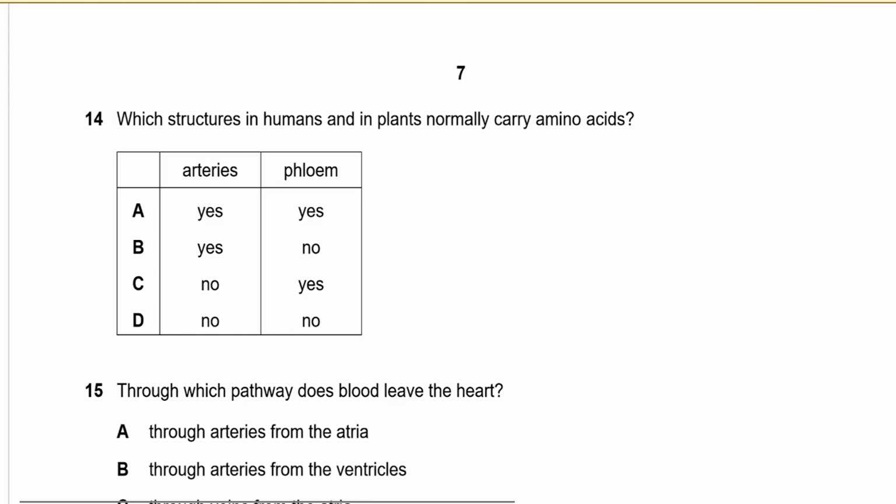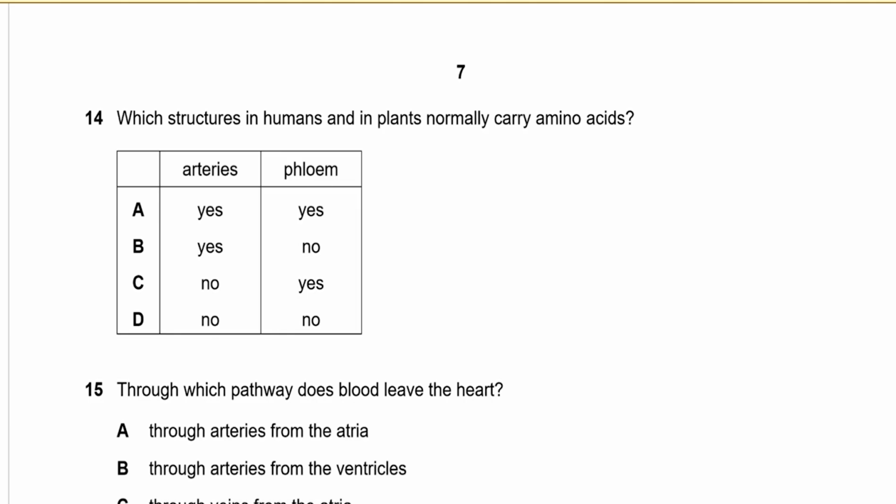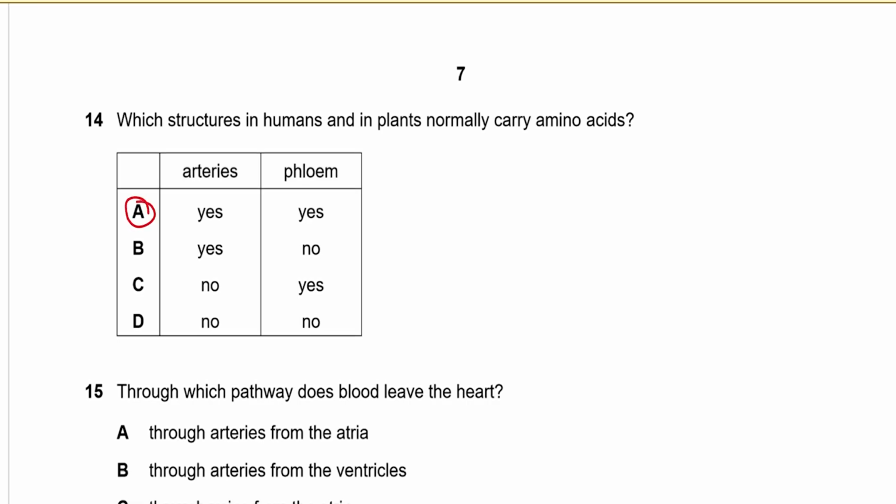Number 14 says which structures in humans and in plants normally carry amino acids? In plants, amino acids are definitely carried in the phloem. But in humans, it is the arteries. Why arteries? Because arteries carry oxygen and nutrients and other things away from the heart to different parts of the body. So we'll go with A.